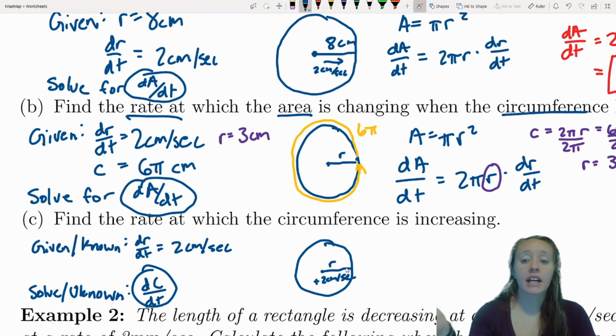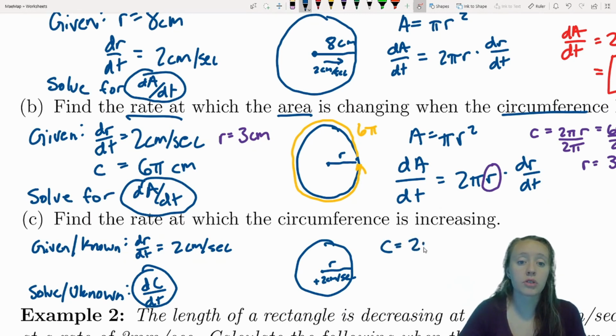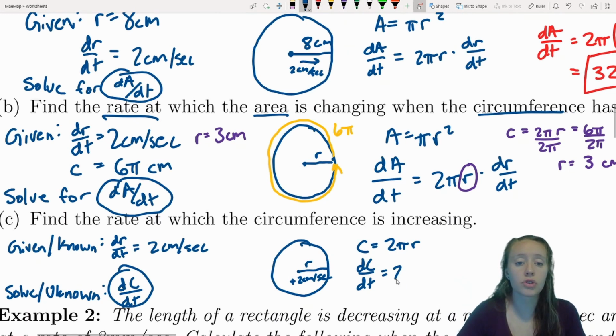But I can write my circumference formula and take that derivative with respect to time because I'm trying to solve for dC/dt. So my circumference C is equal to 2πr, which means dC/dt, the rate that that circumference is changing, is equal to 2π times the derivative of r, which is just dr/dt.